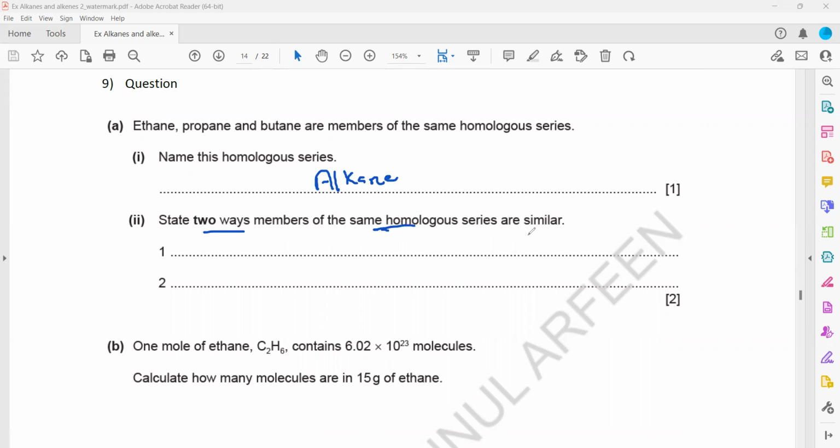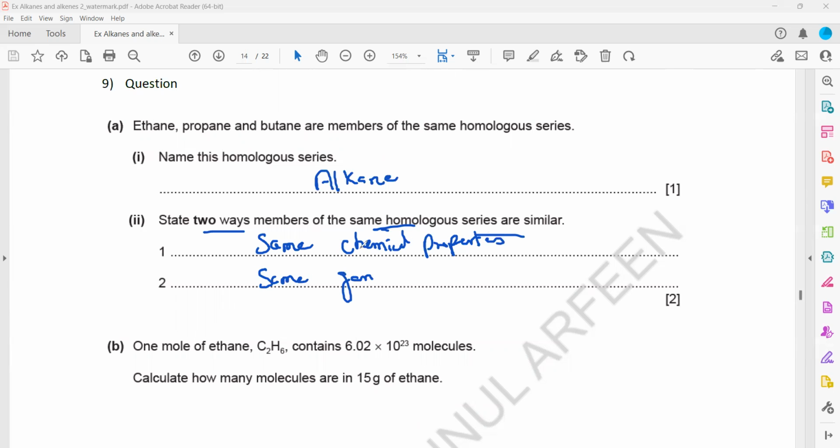Members of the same homologous series are similar. How are they similar? They have the same chemical properties and the same functional group, and the same general formula. Each member differs by CH2 each time, but we have to say similar.